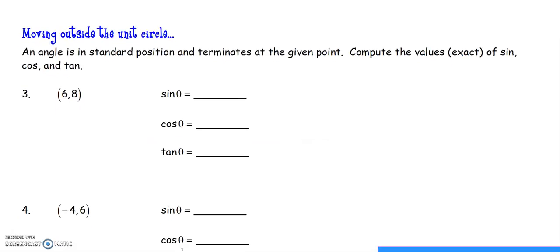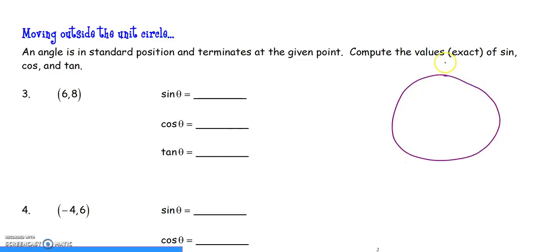Now we can move outside of the unit circle, and I'm going to tell you that an angle in standard position terminates at the given point. I want to compute the exact values of the sine, the cosine, and the tangent. So I've got the point 6,8. We are in some circle. It is not a unit circle, but it is still centered over the xy axis. The point 6,8, well, that's in the first quadrant, so 6 over, 8 up, right about here.